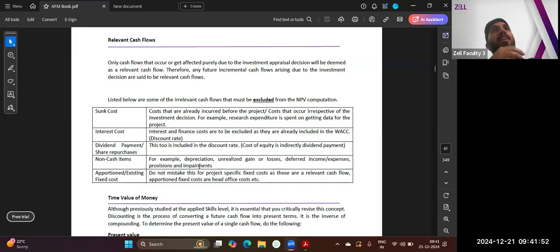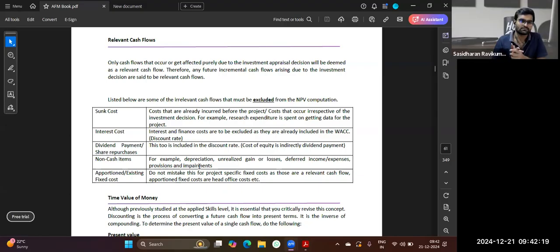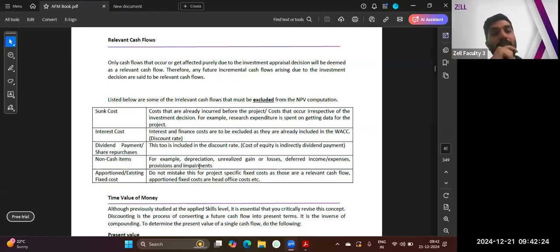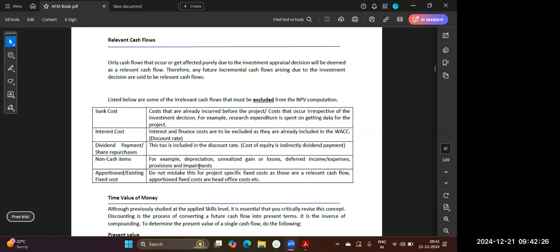Now let me give you a scenario. There's a company with a cash flow statement, but their cash flow is negative. Is it a good sign or a bad sign? A company is loss-making, and their cash flow is also negative. Is it a good sign or a bad sign? Bad sign.